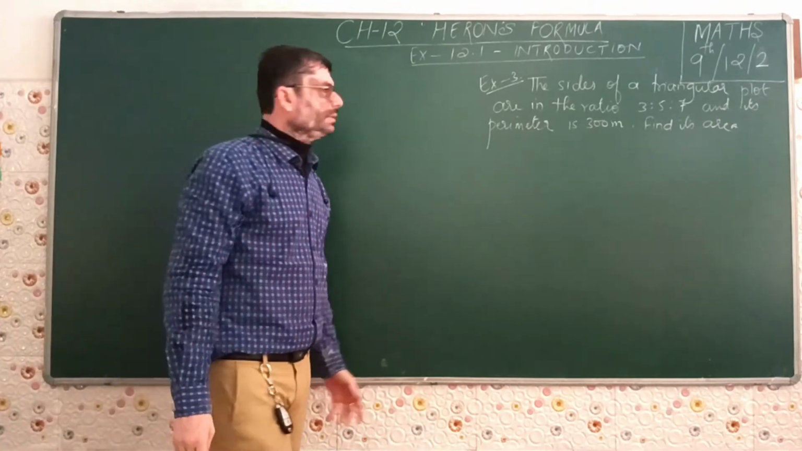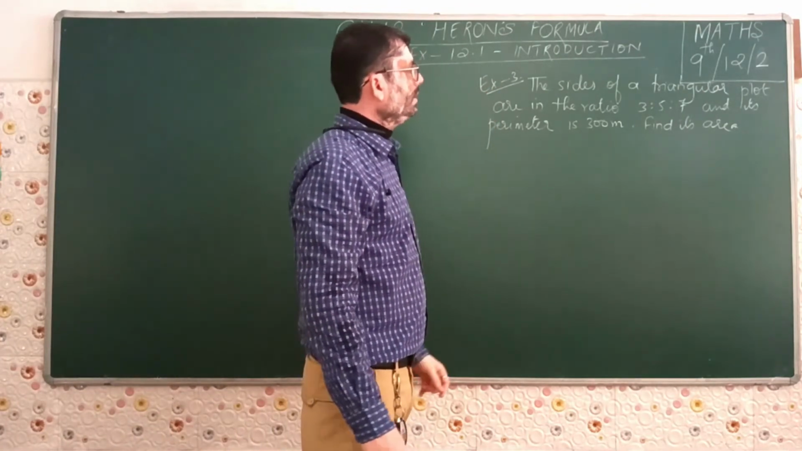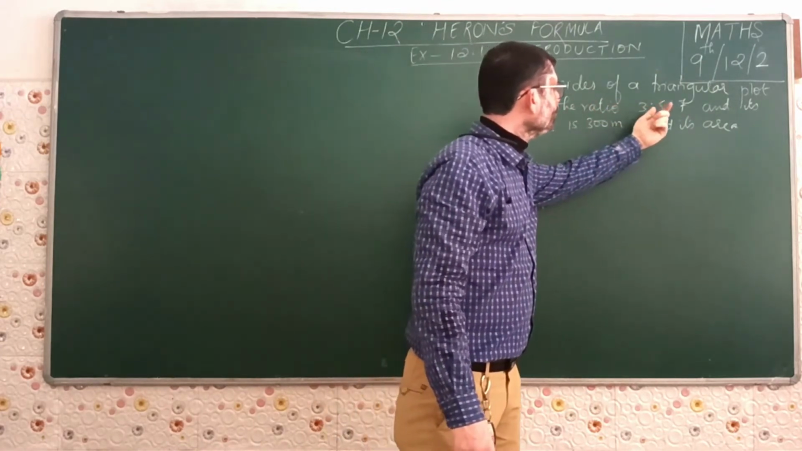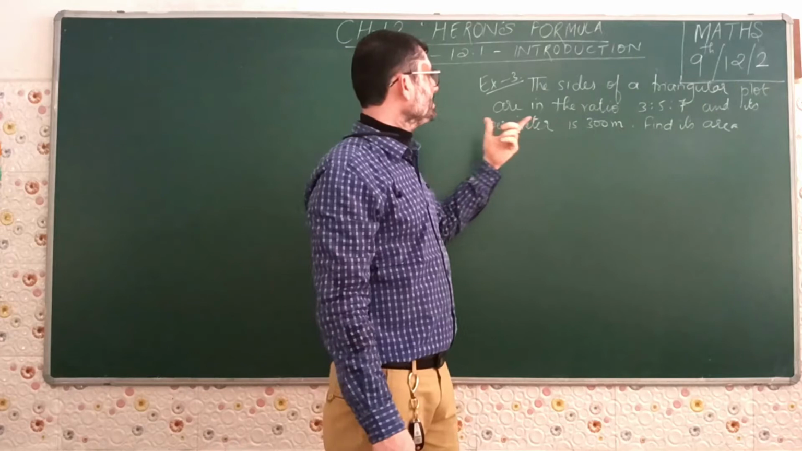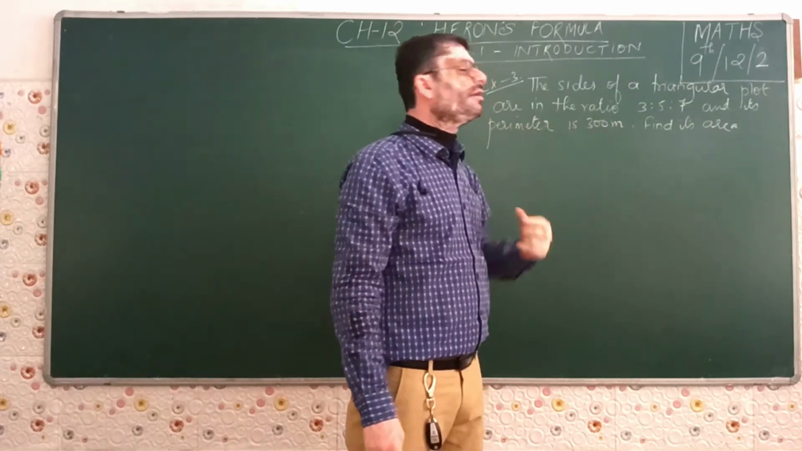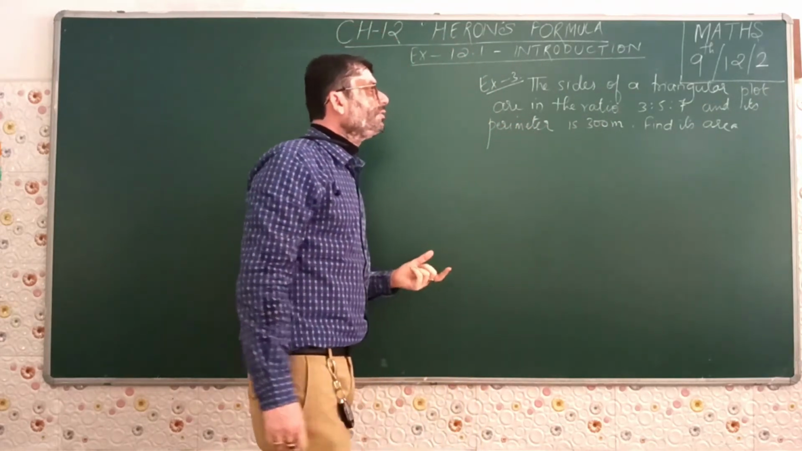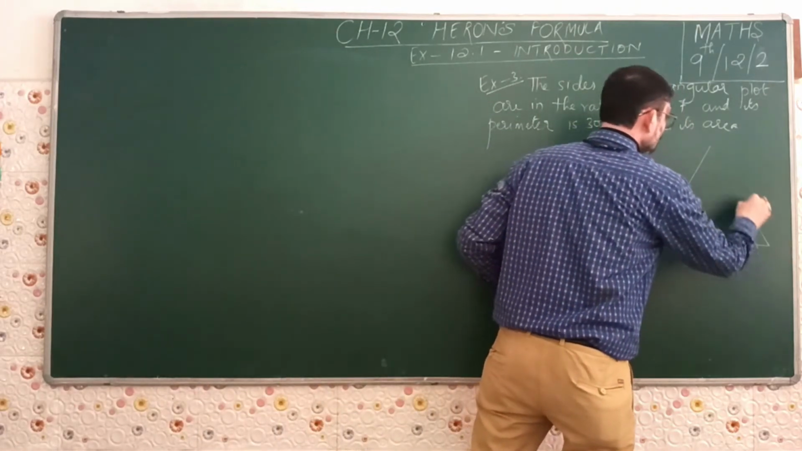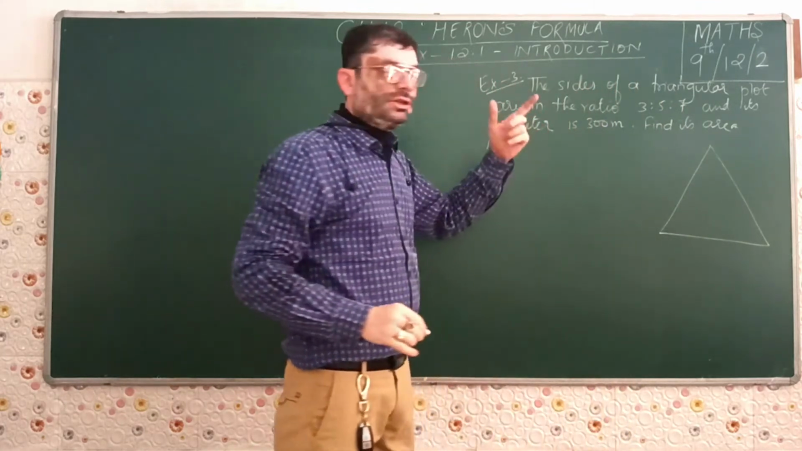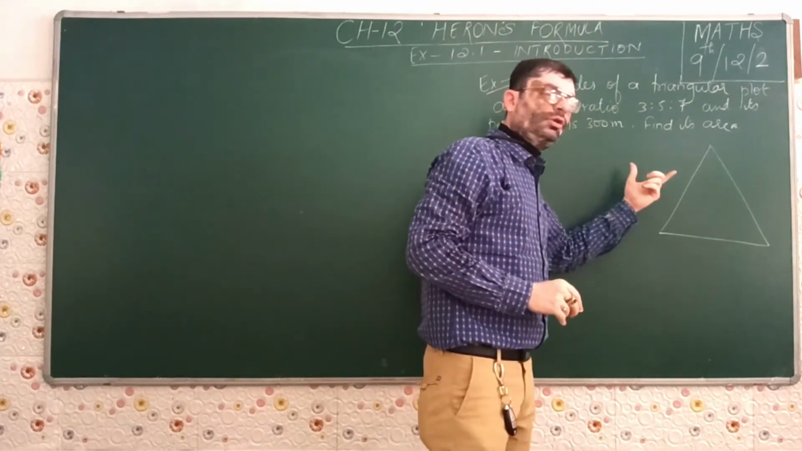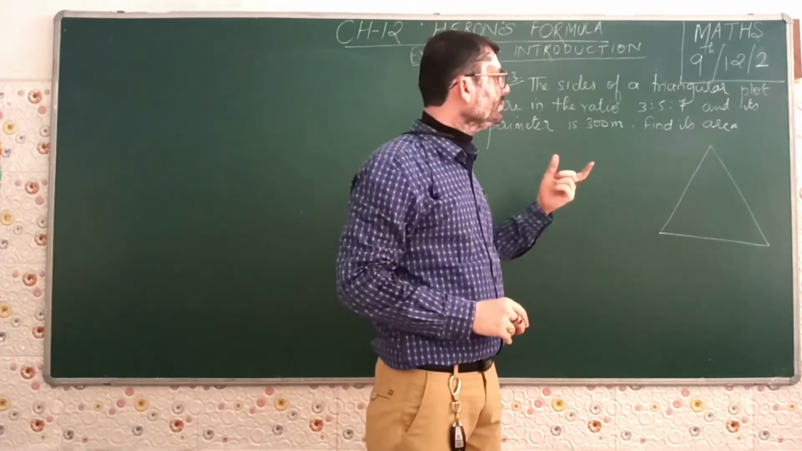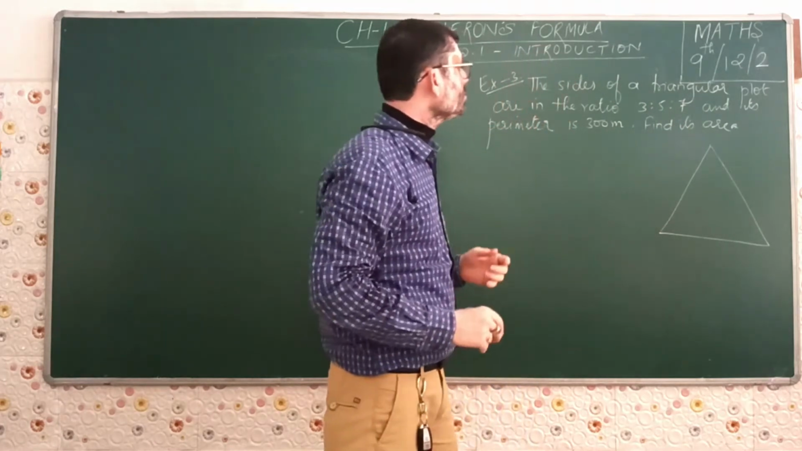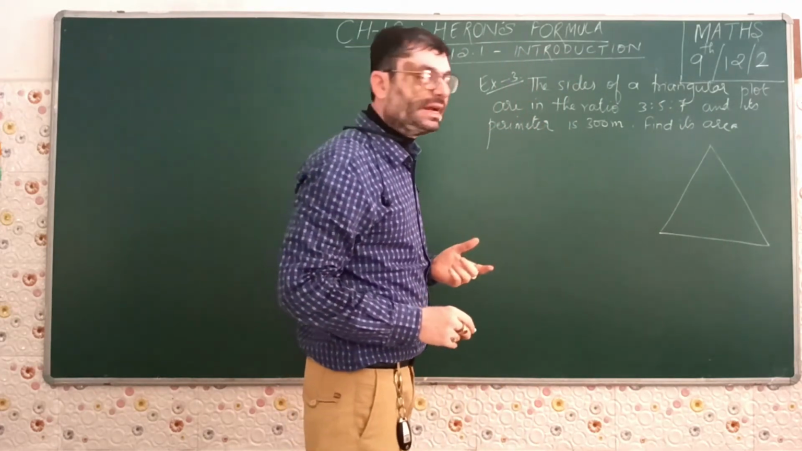Moving on to the next example. Example number 3. The sides of a triangular plot are in a ratio 3:5:7 and its perimeter is 300 meters. Find its area. Now we are given again with a triangular plot, and the ratio of the sides are given. Not exactly what are the sides, that is not given to us. We are given with the ratio 3:5:7, and perimeter is also given to us as 300 meters.